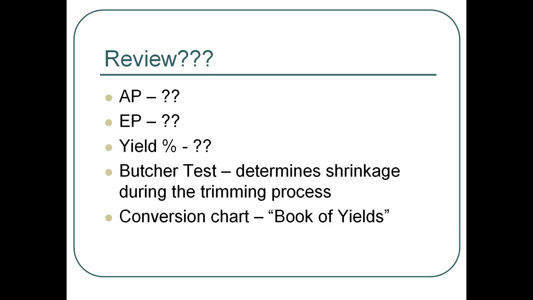So I touched on it in the last video, but AP is the as purchased. If I buy an onion, it's going to come whole. If I buy green peppers, they're going to come whole, and I'm going to have to process them to get them into whatever form we want to use them to cook with. So AP is as purchased. EP is edible portion, the part that we're actually going to be able to eat. Yield percentage is the amount of product that we have after we've processed it.